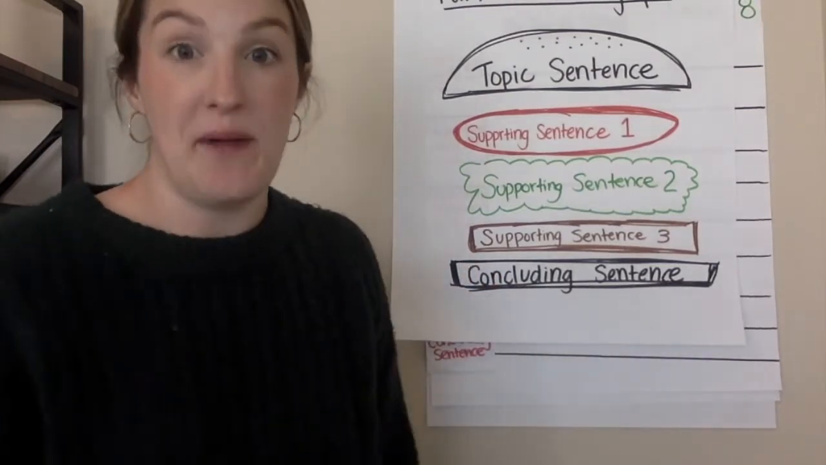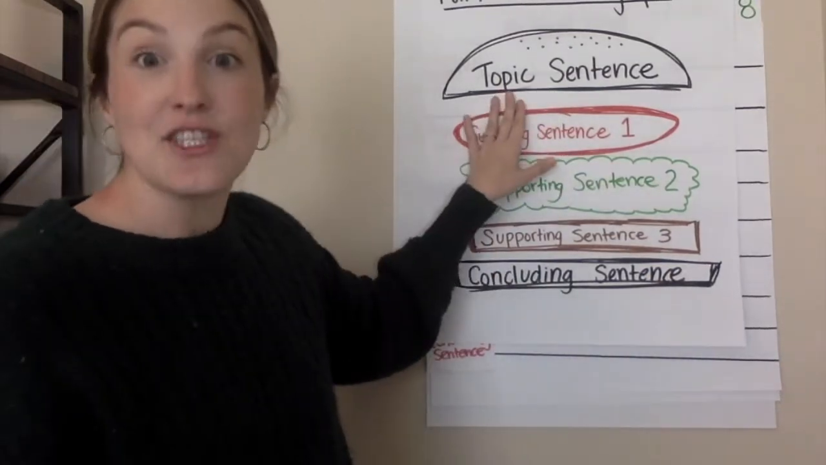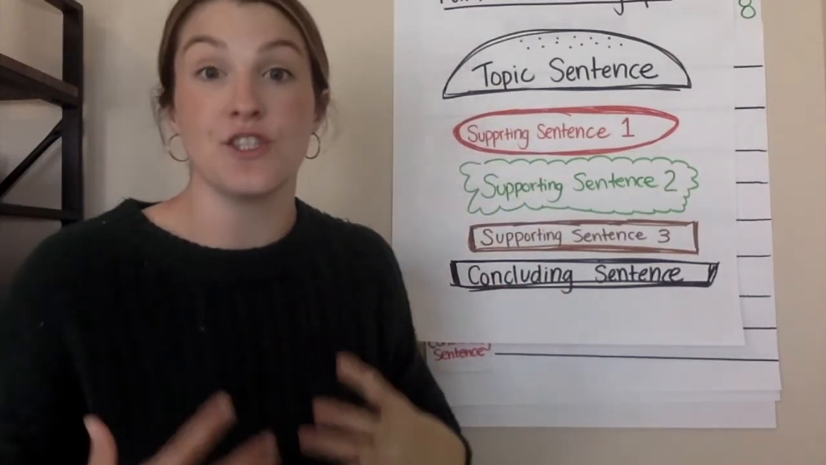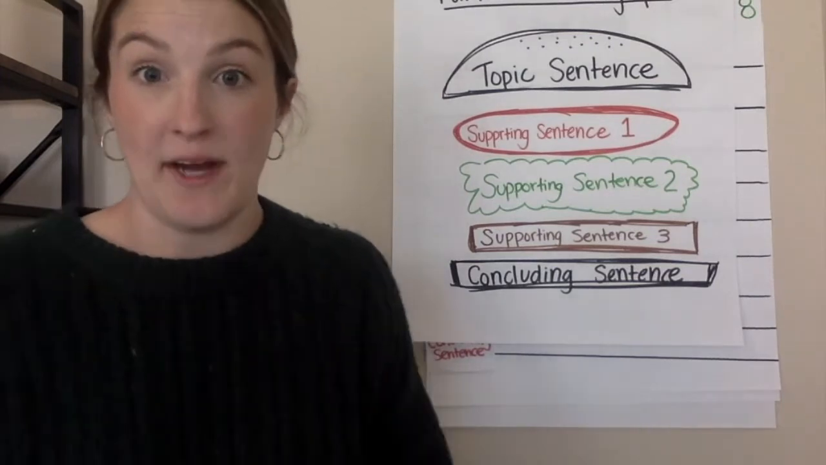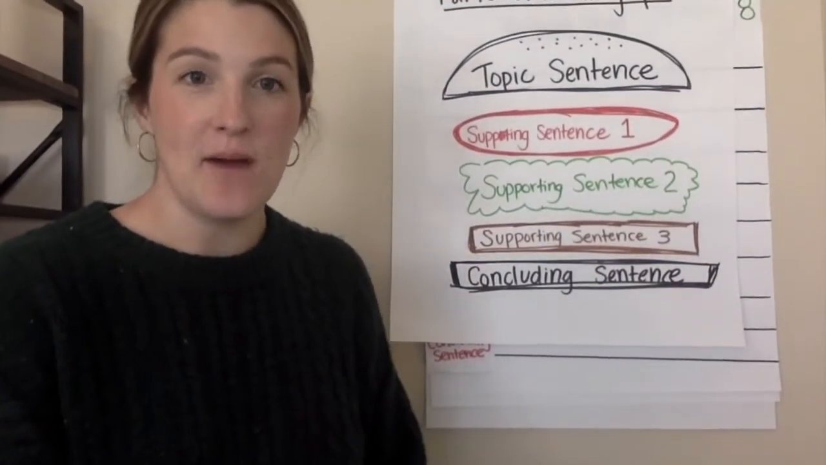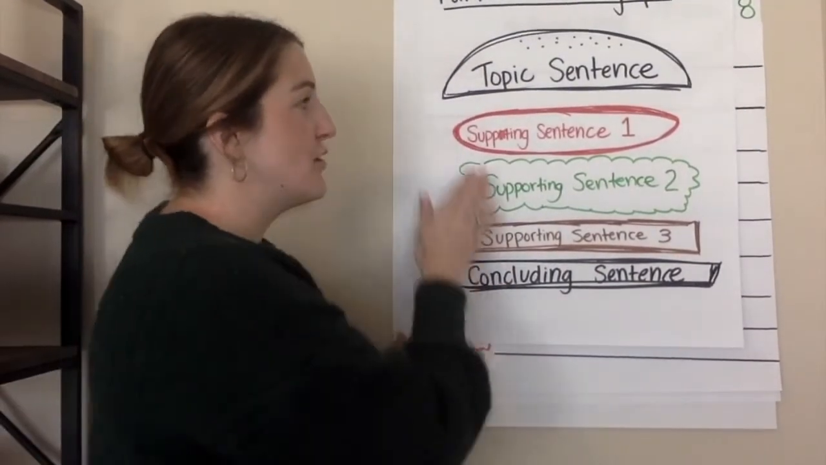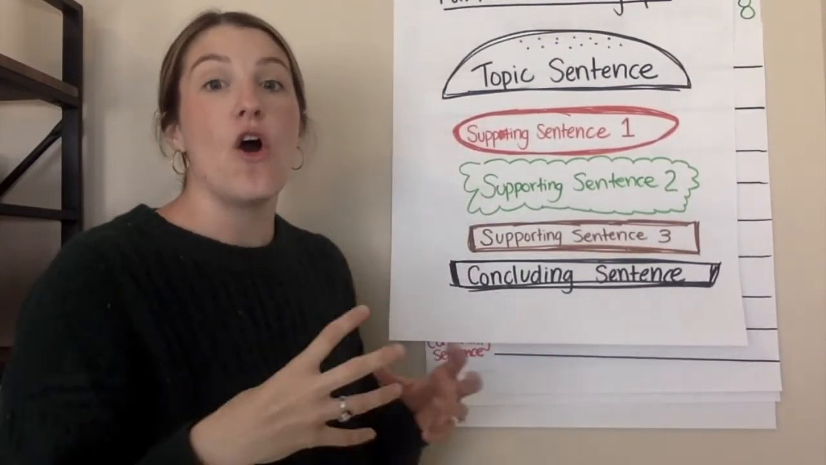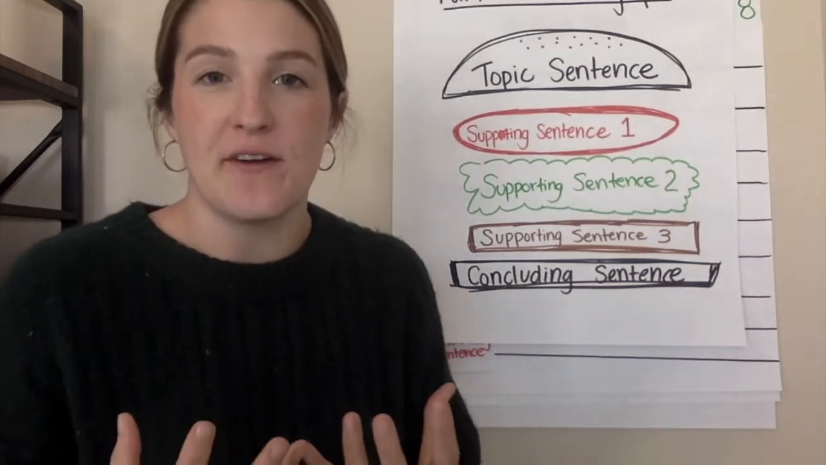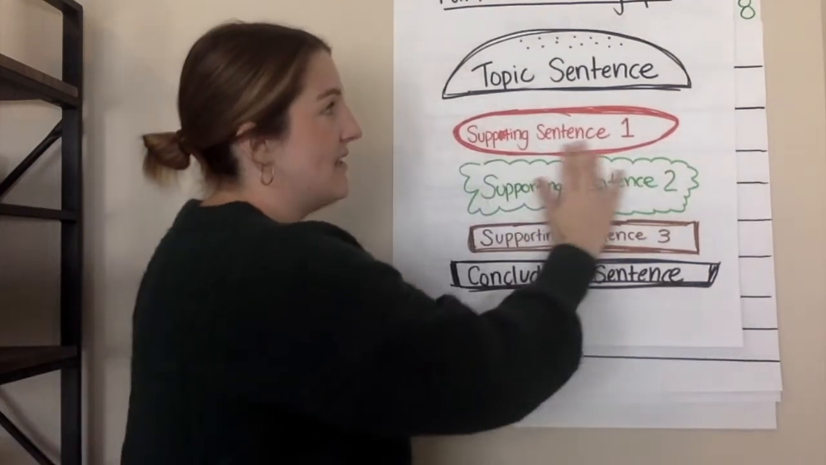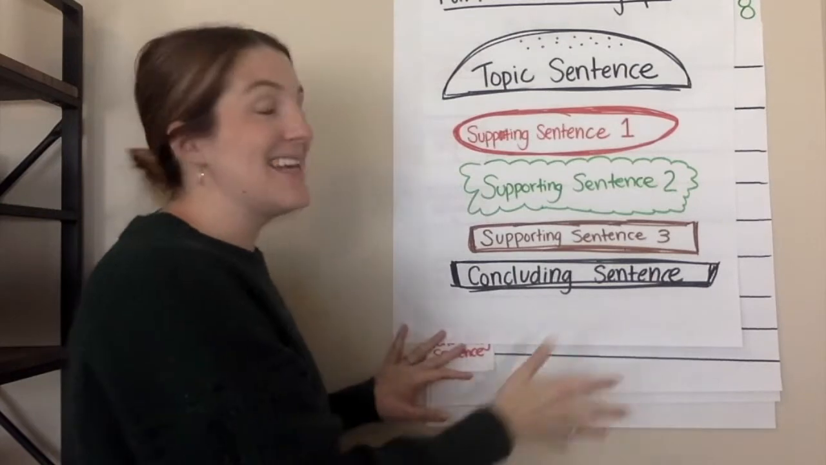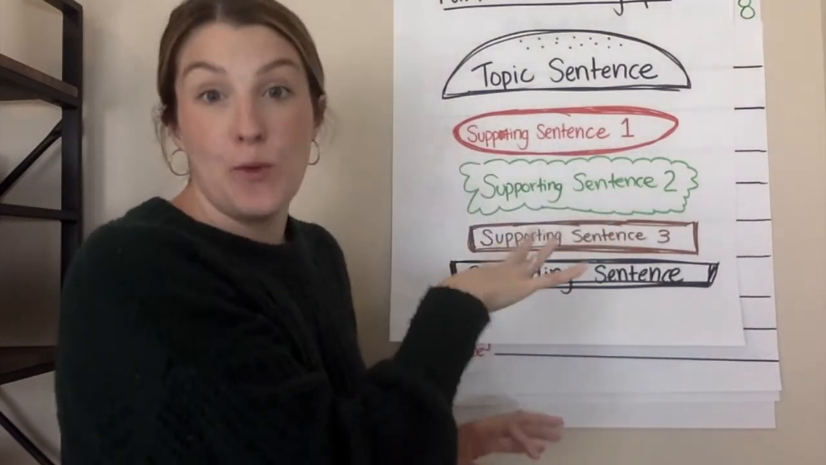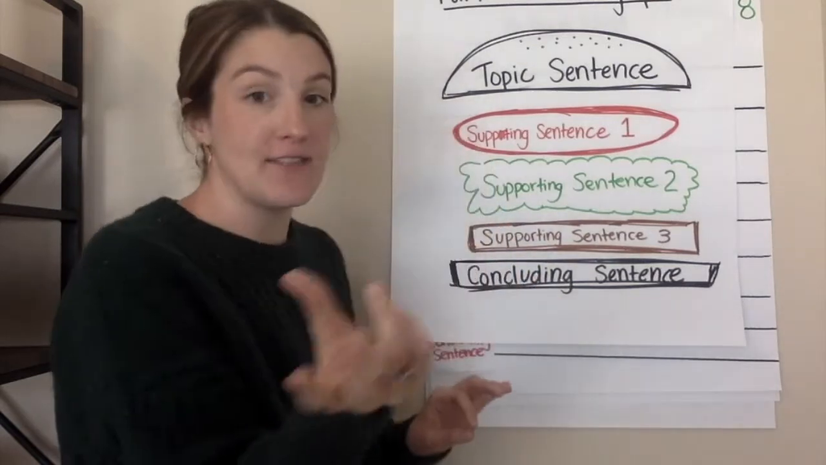The first part of a paragraph is a topic sentence. A topic sentence introduces your readers to what you're going to write about. After you write your topic sentence, you add your supporting sentences. The supporting sentences are the main part of your paragraph. They explain what you're writing about and give more details. You're going to understand this when we get to our model paragraph and start drafting.